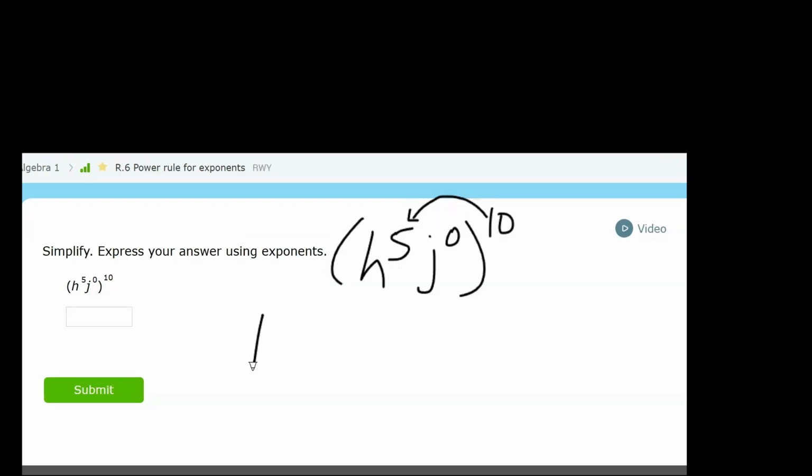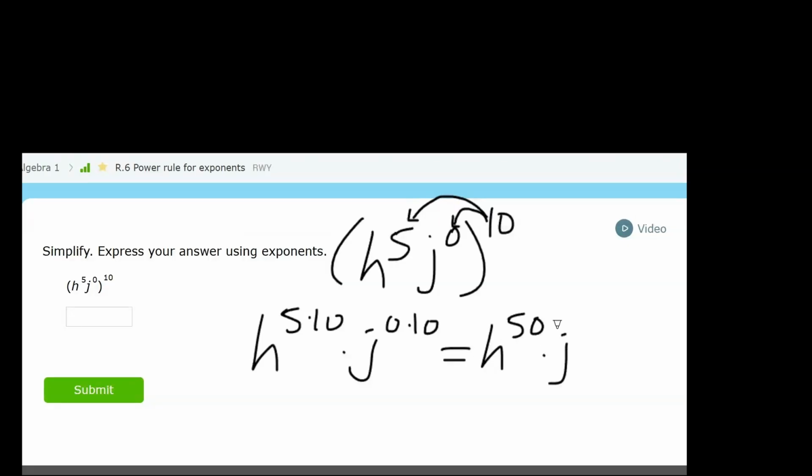So here you would do h to the 5 times 10 times j to the 0 times 10. Okay, so I like to think of it as distributing. This 10 gets distributed to the 5, and this 10 gets distributed to the 0 here. Okay, and then we're left with h to the 5 times 10 is h to the 50th. And then j to the 0 times 10, well, anything times 0 is just 0. Okay, and we know that anything to the 0th power is just 1. So this is really h to the 50th times 1, which is just h to the 50th.